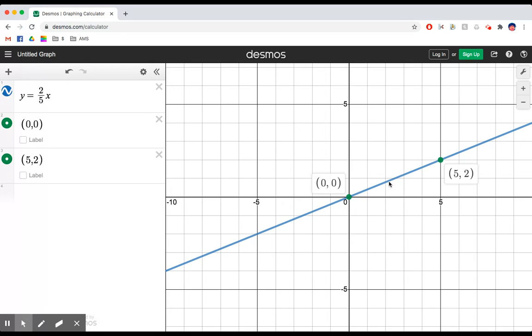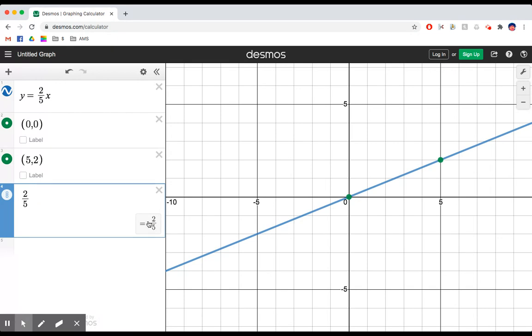So 0, 0 to 5, 2. We're finding the change in y over the change in x. That's our slope definition. If I go left to right, I start at 0, 0 and go up to the right 5. Change in y is 2, change in x is 5. That's nothing new. We should get the slope value of 2/5.